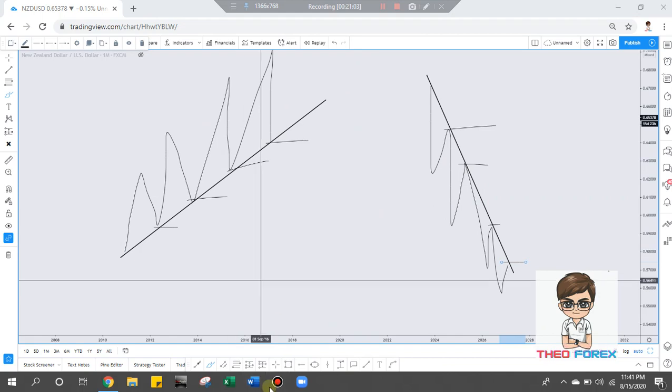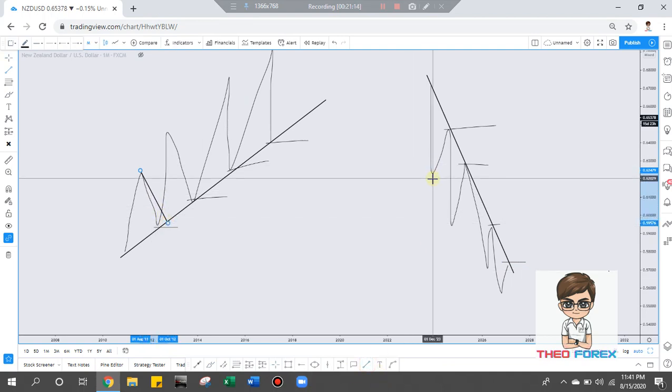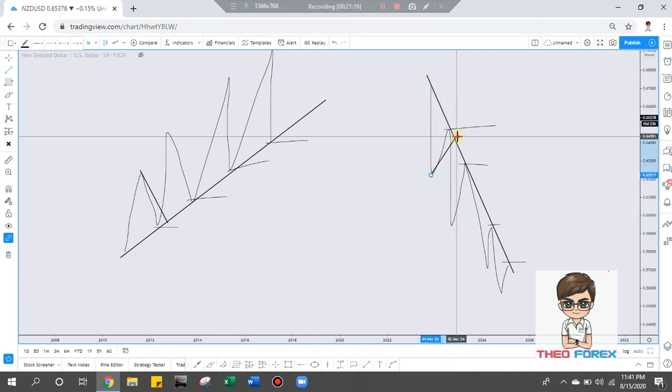Now, where does the counter trend line come into play? This is where the counter trend line comes in. We use the counter trend line to mark out this trend against the normal trend.